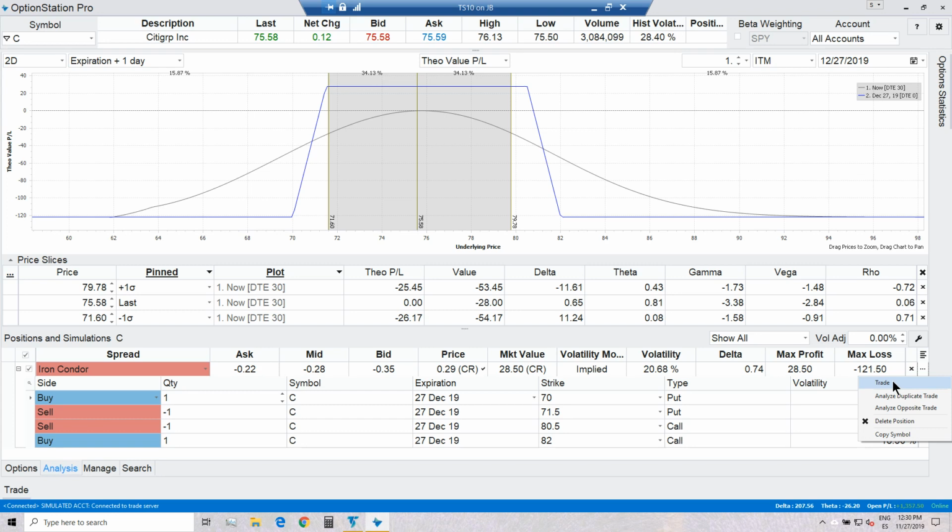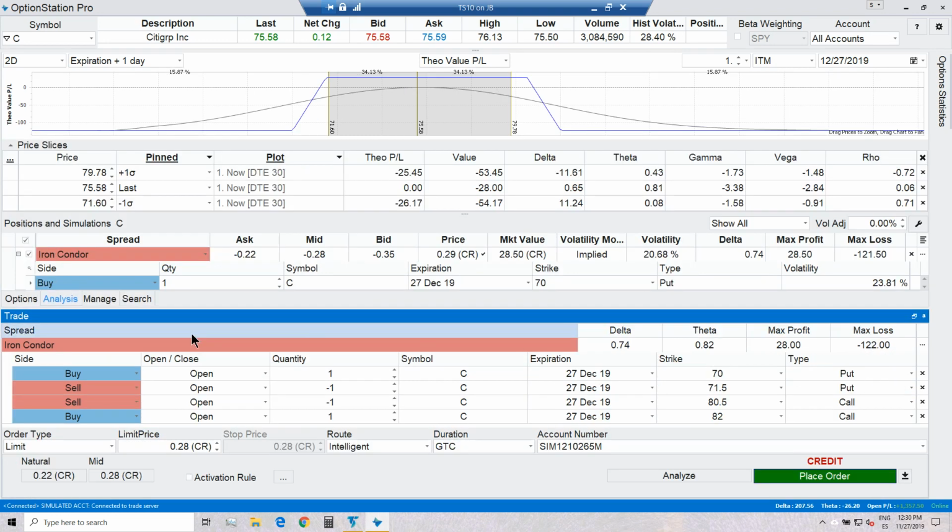Okay, so I'm just going to execute the trade. I'm just going to click trade. I'm going to make it market, which you should not do. The natural price is 23, the midpoint is 29. So I would recommend to go for 29 and be patient until you get filled. And if you don't get filled, it's okay.